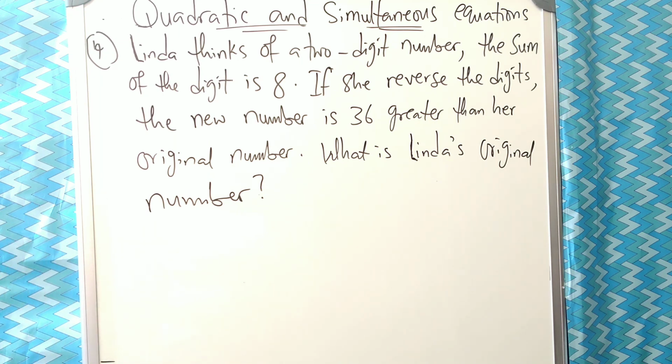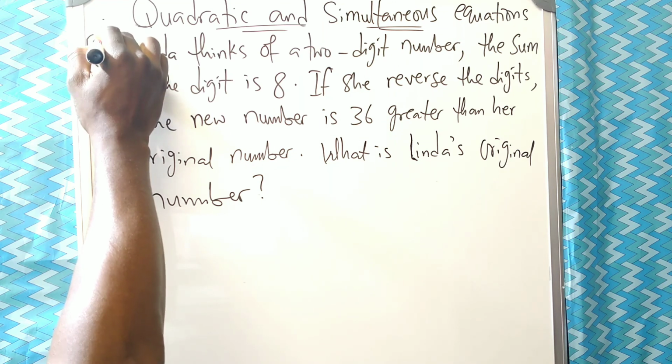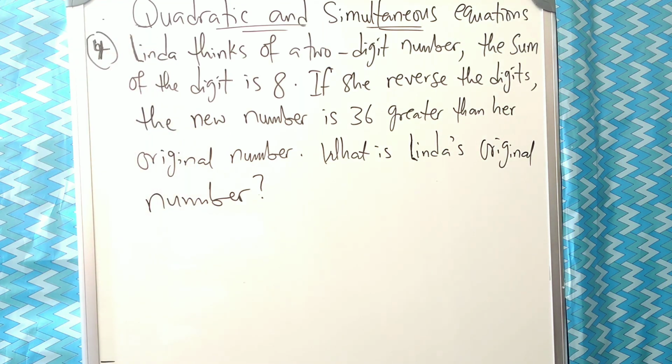The fourth question we are looking at today is a word problem. It's like a model because quadratic and simultaneous equations are applicable to our everyday life. We use them to solve some even complicated problems that we may not be aware of.